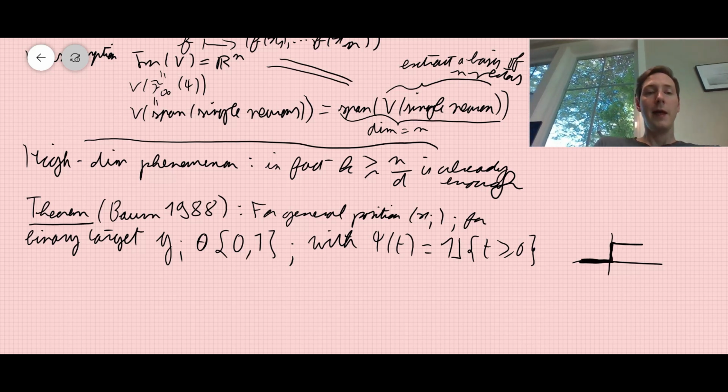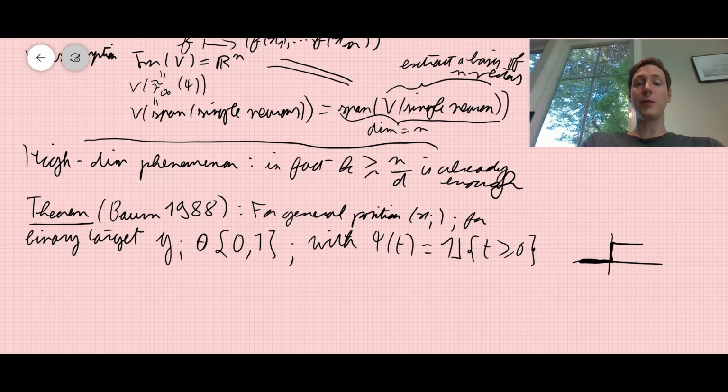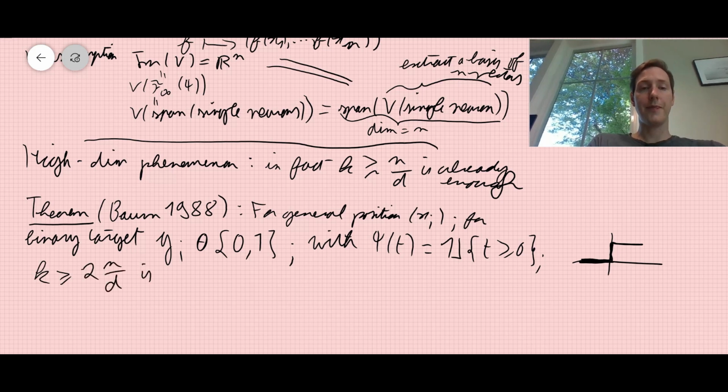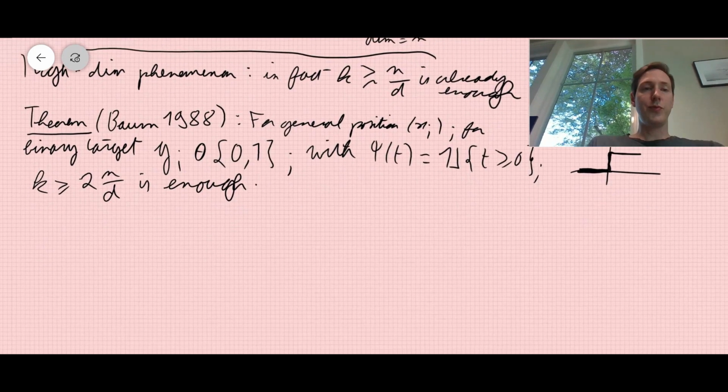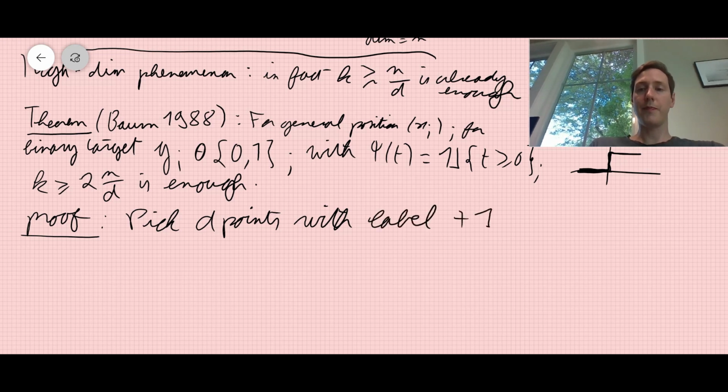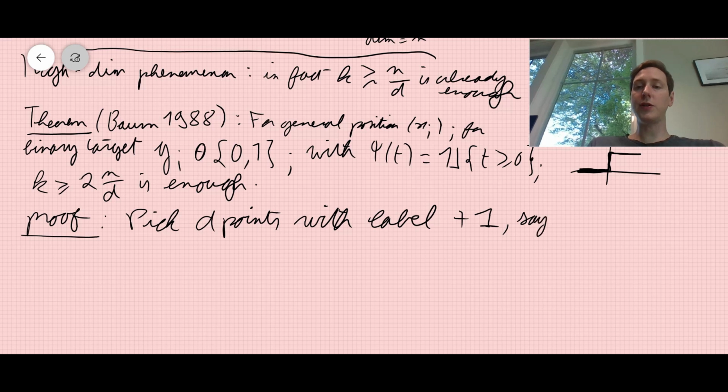It turns out that for general position xi, binary target yi with the step function, we can prove that k larger than 2n over d is enough. Okay, so let's see the proof of this result. So pick d points with label +1. Let's say for notation's sake, these d points are x1 up to xd.